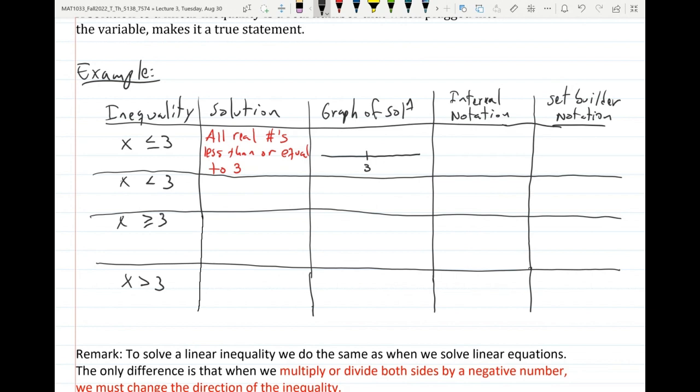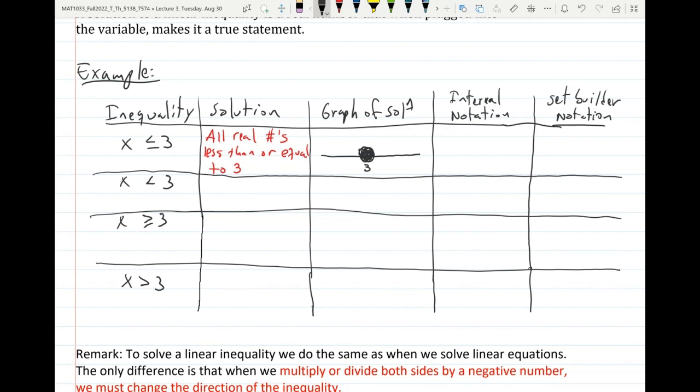Okay, so the convention is that when 3 is a solution, we're going to draw a circle around 3 and we're going to make it a dark circle. We're going to close it. Okay, in other words, we're going to do a circle and then we're going to fill it in. So here we're saying that 3 is part of our solution.